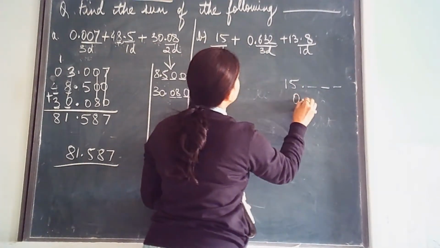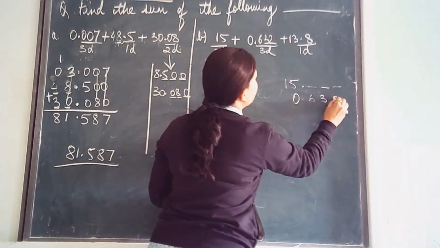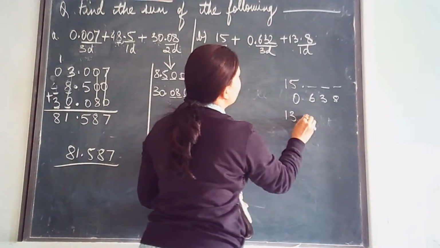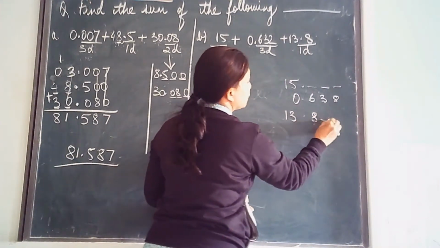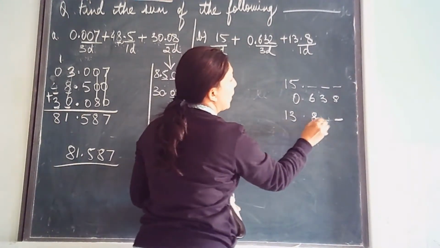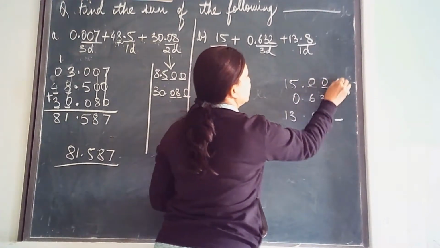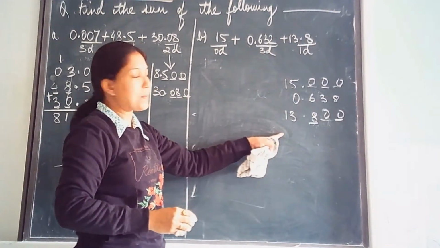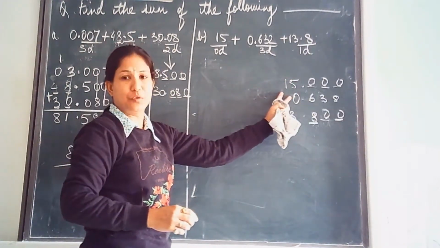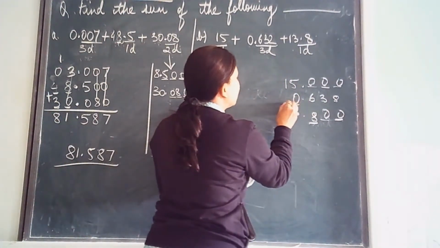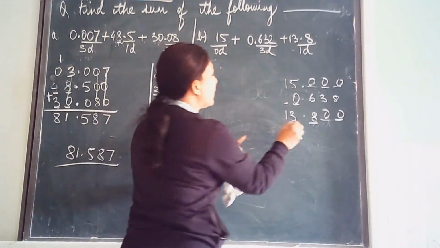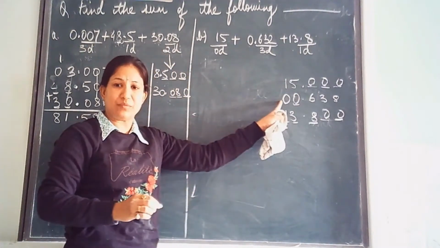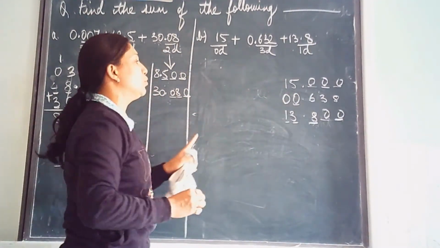This one is 0.638. This is already 3 digits. Now this one, 13.8. So place 2 more dashes. 1, 2, 3. So place zeros here and place 0 here. Here also, see, before the decimal there are 2 digits. Before the decimal there should be 2 digits. So what will you do? Before the decimal, place a 0 towards the leftmost side.